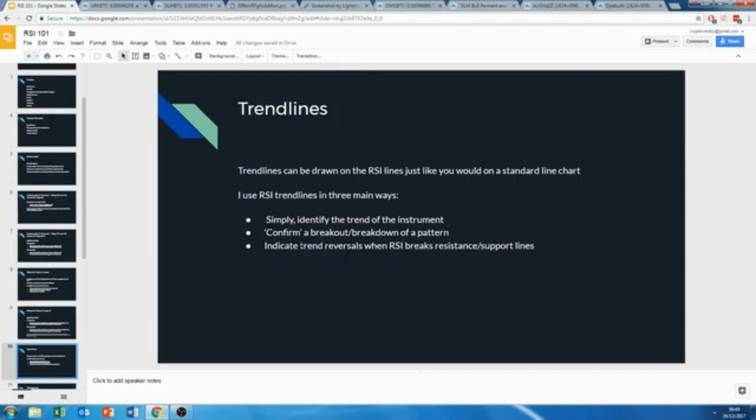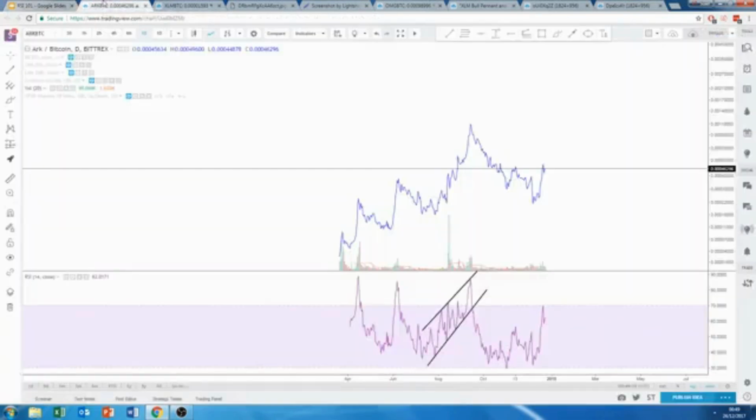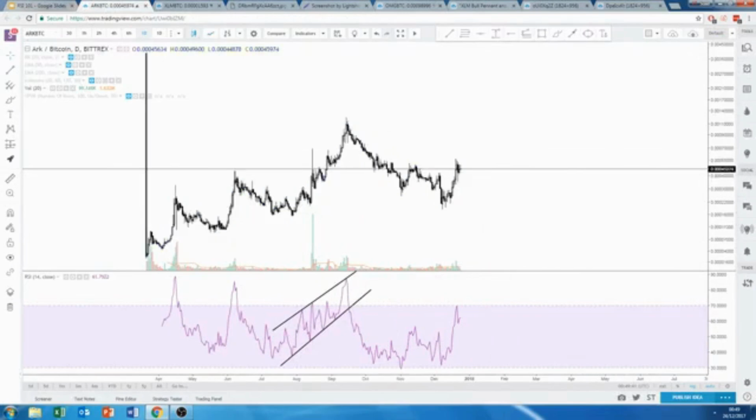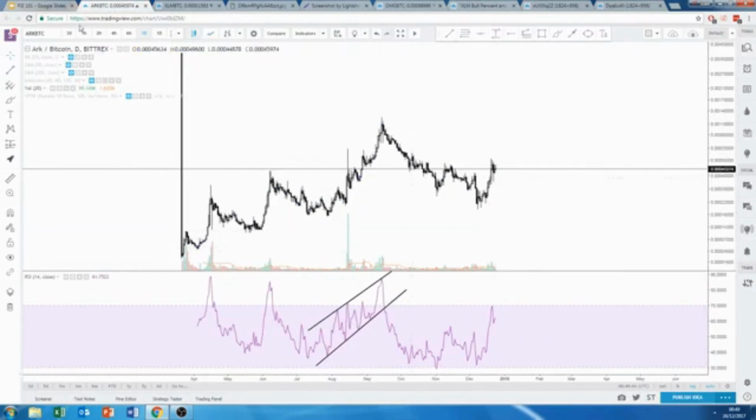Let's quickly look at how you could confirm a breakout or breakdown of a pattern using RSI. So this isn't the best example, but I kind of just liked how powerful it was. This is on the daily chart with ARK, and you can see there's a really clean textbook ascending channel on ARK. And if you look at the price, this is sort of where it takes us on this journey up.